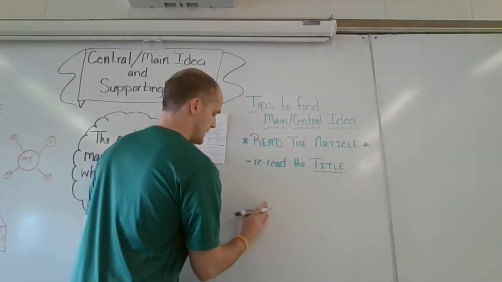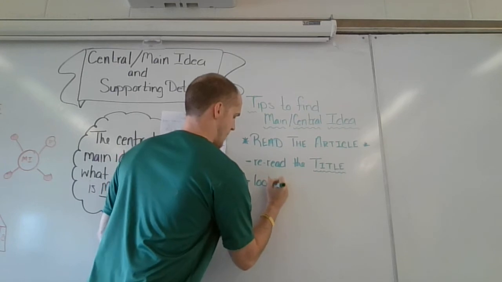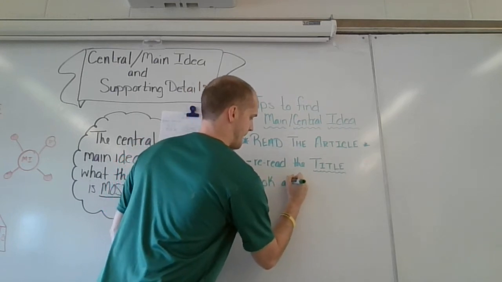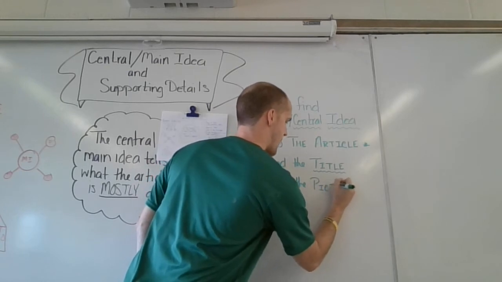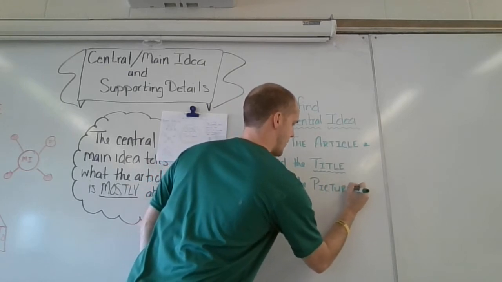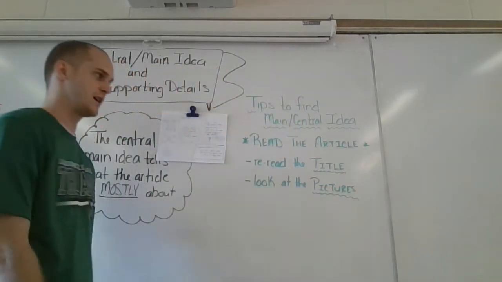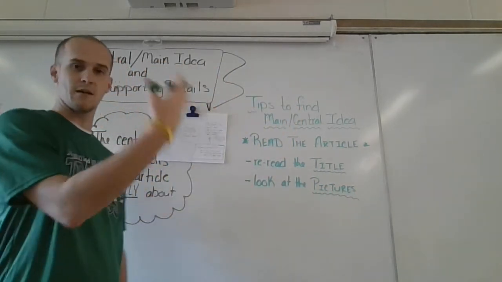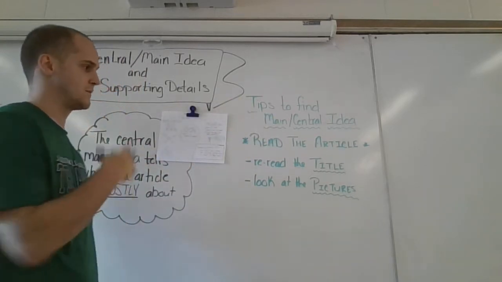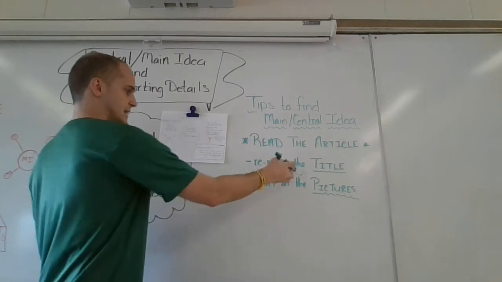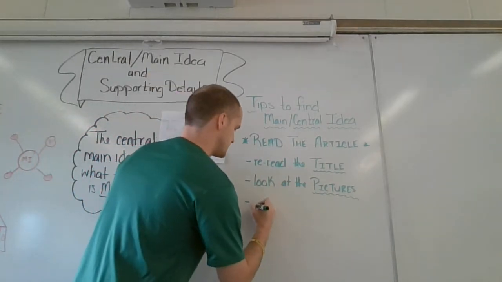Number two, look at the pictures. Use these text features to your advantage. The pictures are a lot of times going to be referencing what the author is talking about. So make sure that you're looking at the pictures. So reread the title, look at the pictures, going back to text features.